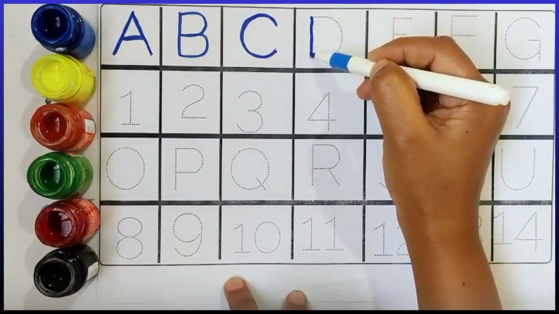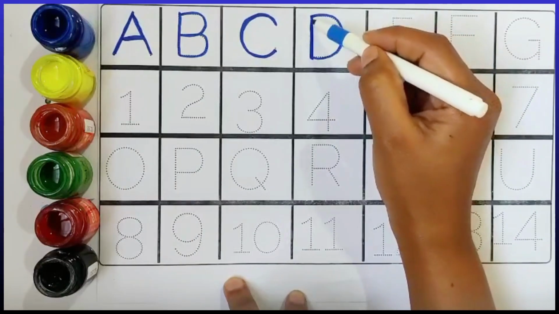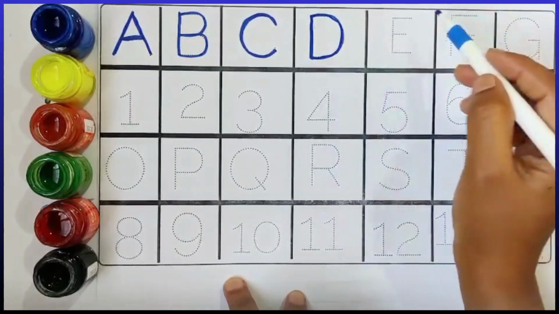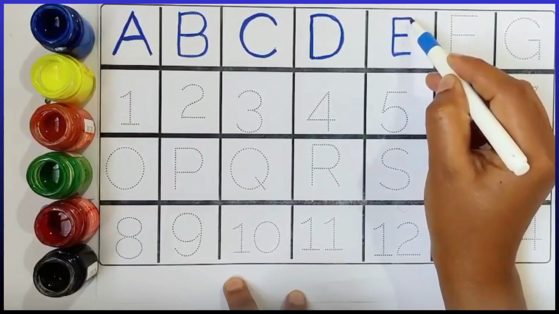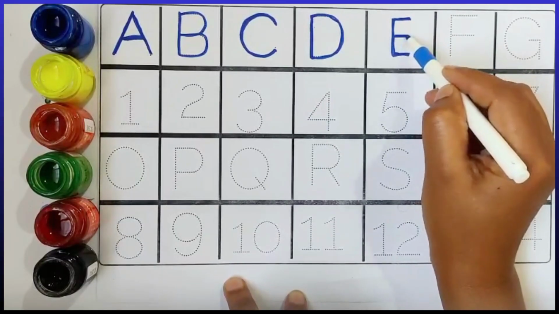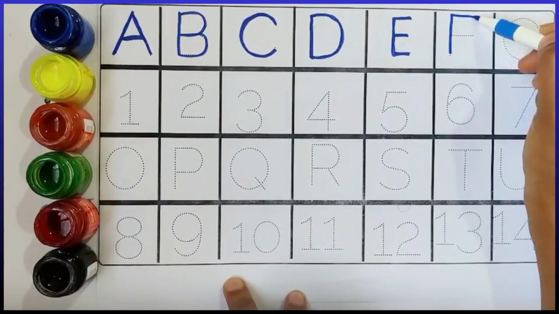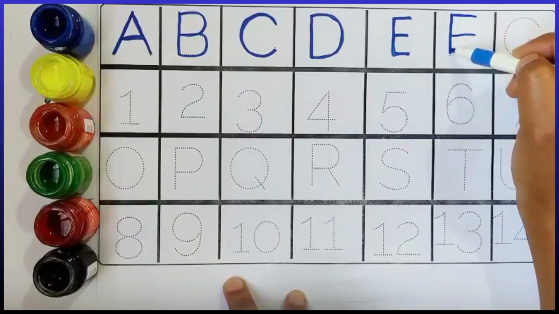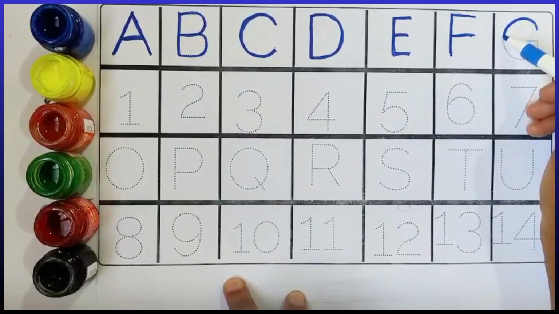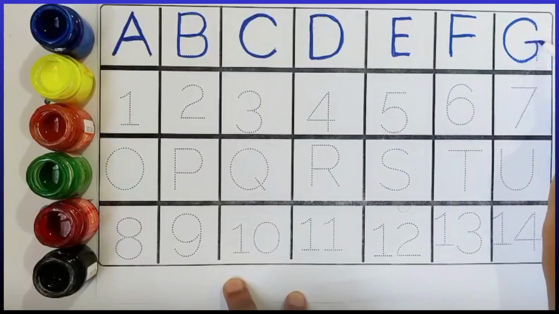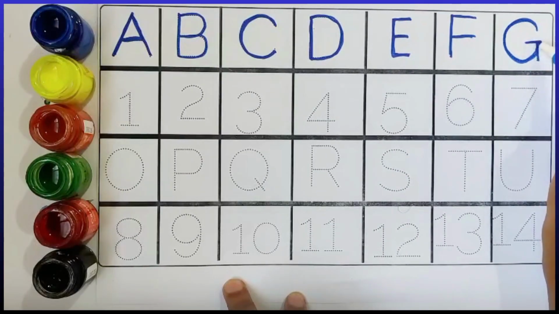D. D for drum. E. E for eagle. F. F for frog. G. G for grapes.